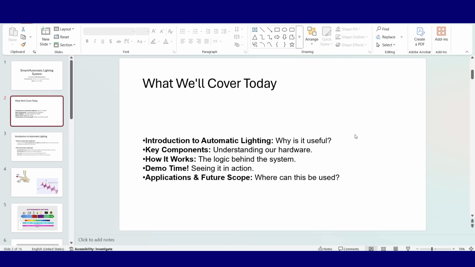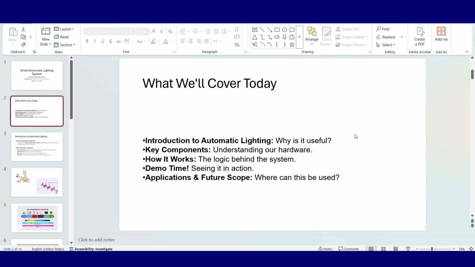Also, we'll learn some key components, understanding our hardware. What does our hardware comprise of? What are the key components that we used in order to achieve our goal for making lighting a smart or automatic system? How does it work? So what is the logic behind this system?